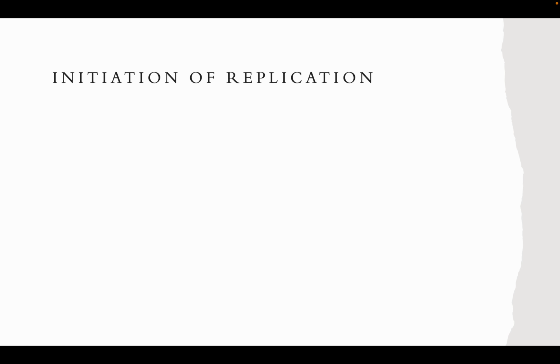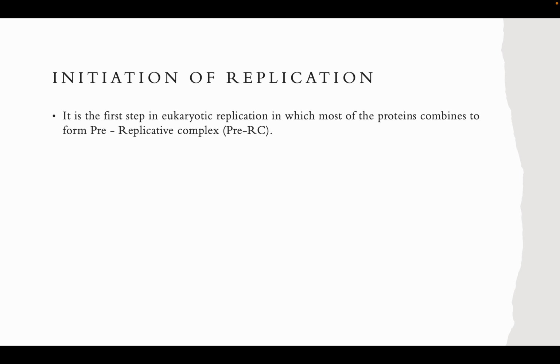I will talk briefly about all these processes, starting with the initiation complex, right? The first step is the initiation of the replication, in which different proteins come together to form a complex known as the pre-replicative complex. It is the complex before the replication initiates, and during this process different enzymes or proteins are involved.